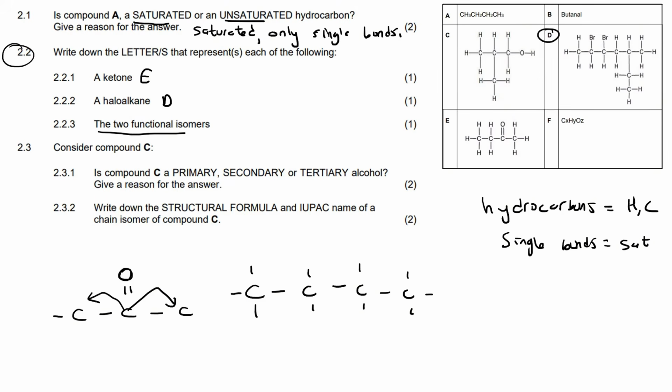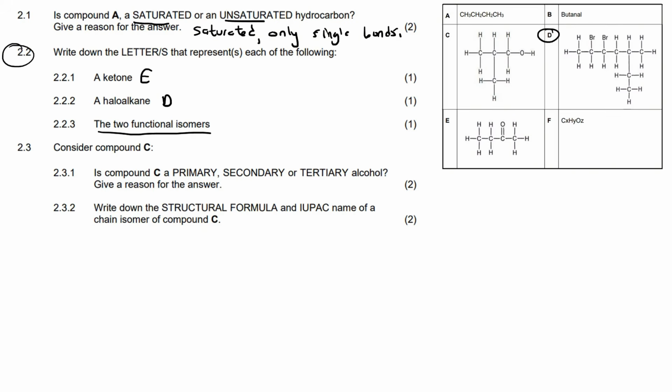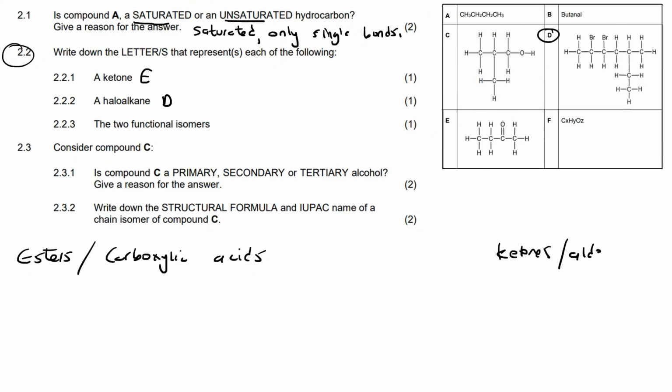And now it says the two functional isomers. So in grade 12 organic chemistry, there are only two pairs of functional isomers. I'll also give you an example of each one, and I'll also explain what a functional isomer exactly is. So the two pairs you need to know are esters, they are functional isomers with carboxylic acids. And then the other pair is ketones and aldehydes.